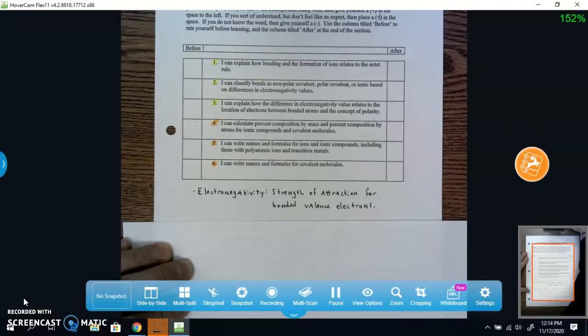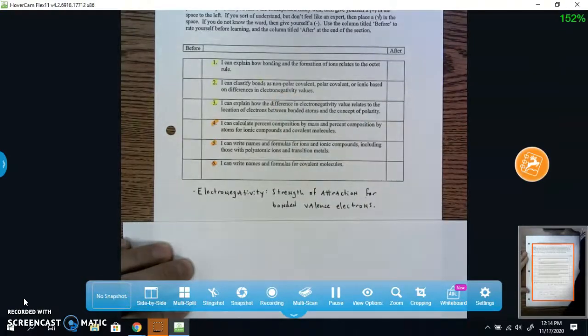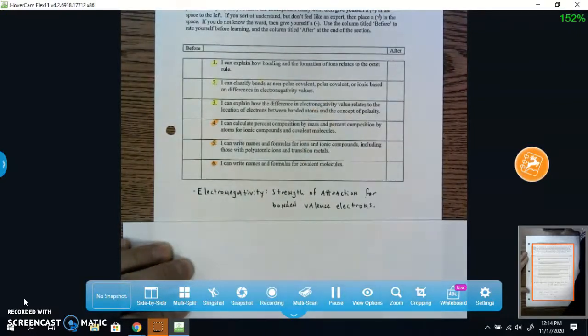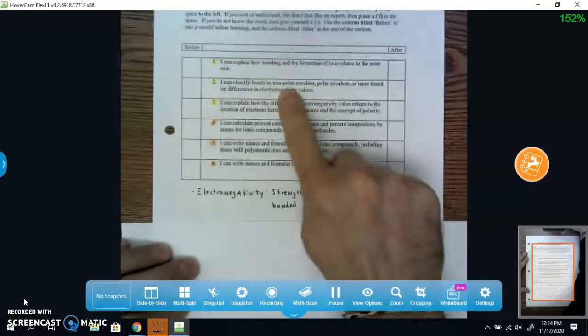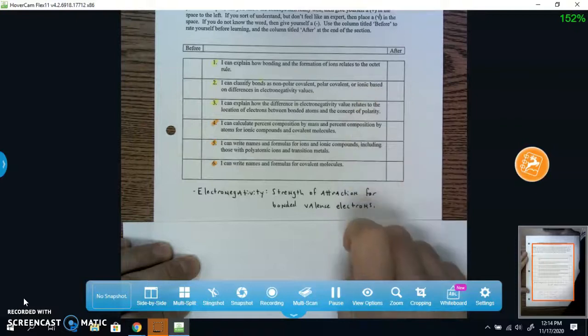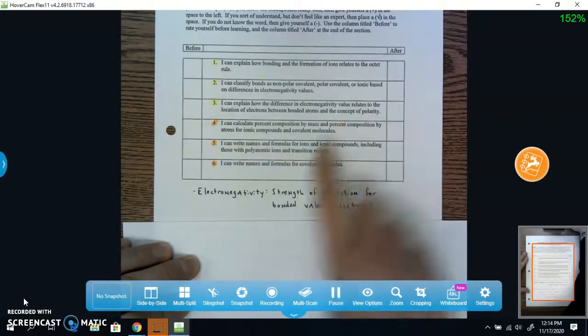So the first note is about electronegativity. Electronegativity is defined as strength of attraction for bonded valence electrons. And you'll see it comes into play right up here, and then it also comes into play right here in objectives 2 and 3. All right, what we do basically with electronegativity is we use electronegativity values and the difference in electronegativity values to classify bonds as either nonpolar covalent, polar covalent, or ionic, and then also to describe the location of electrons and polarity within a bond.